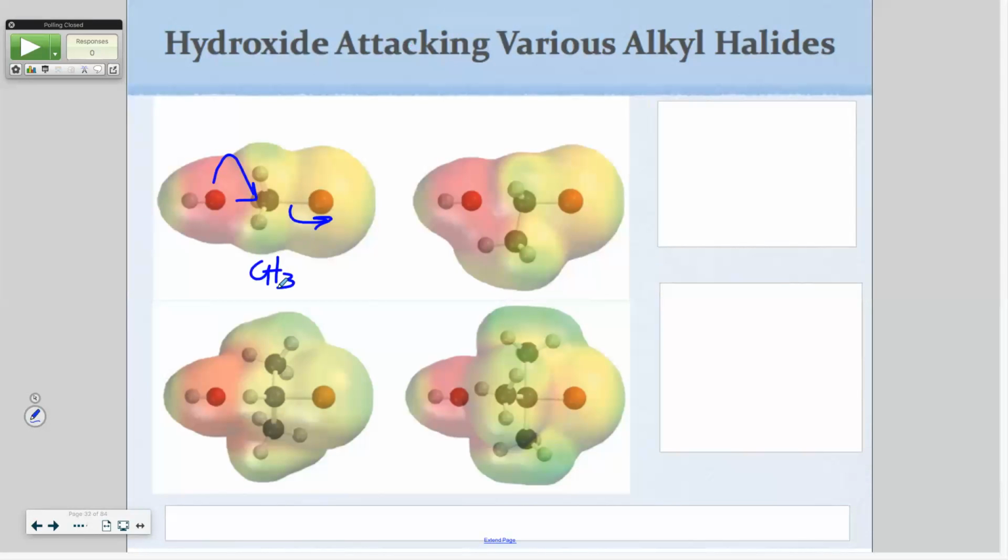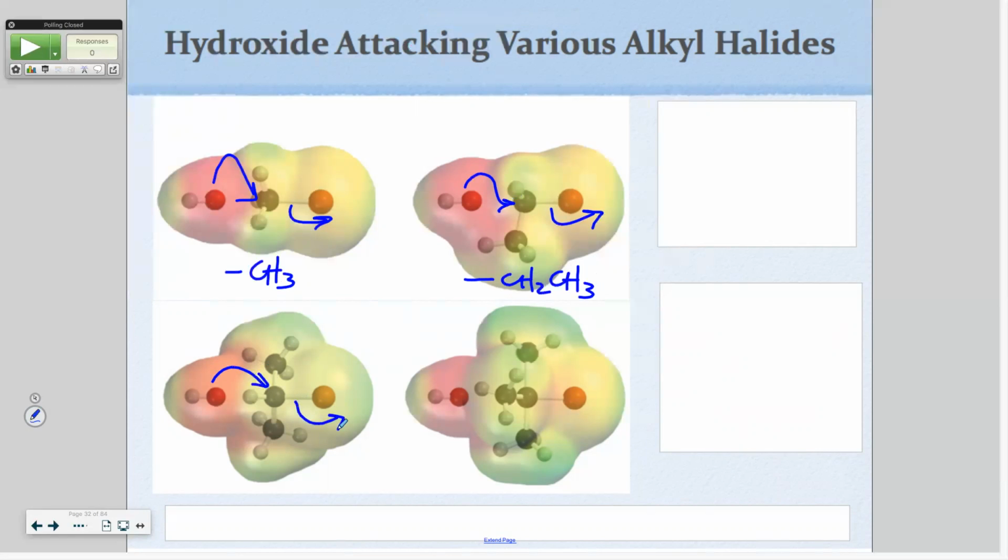Let's look at this one. Here, my nucleophile is going to come in here, and this one's going to leave. This is the CH2CH3 one. All right, here, this is the isopropyl one. This is coming in and this is leaving.